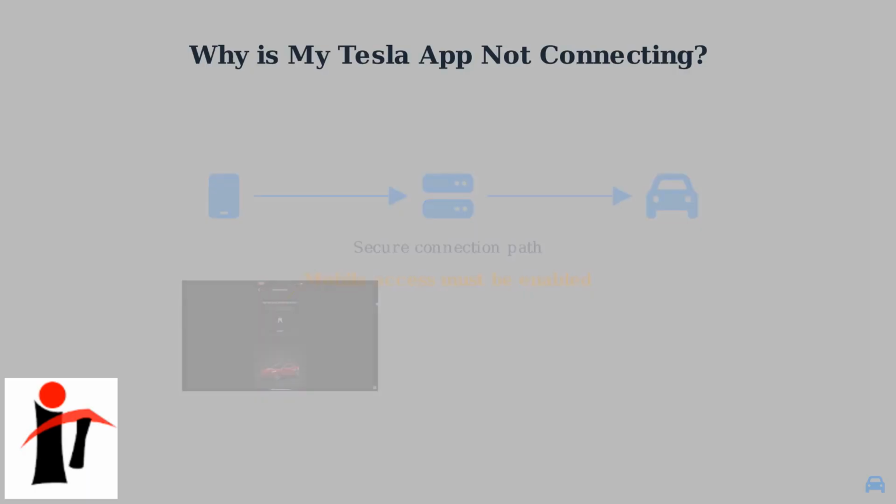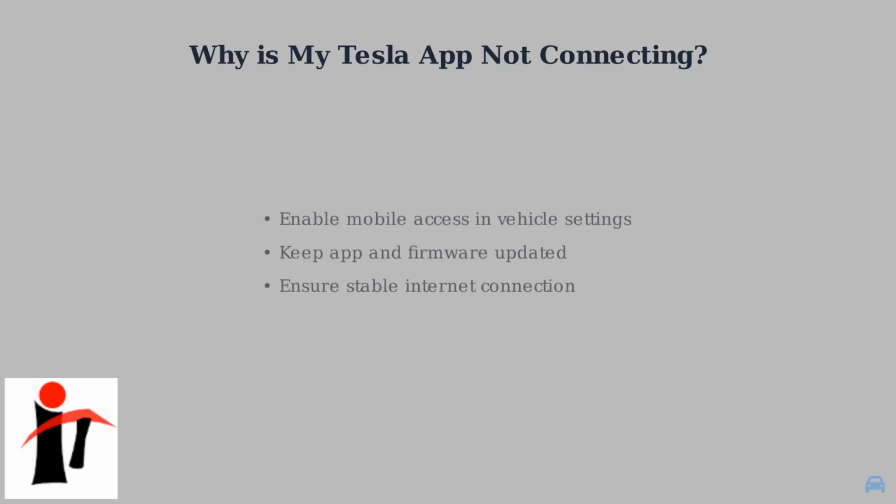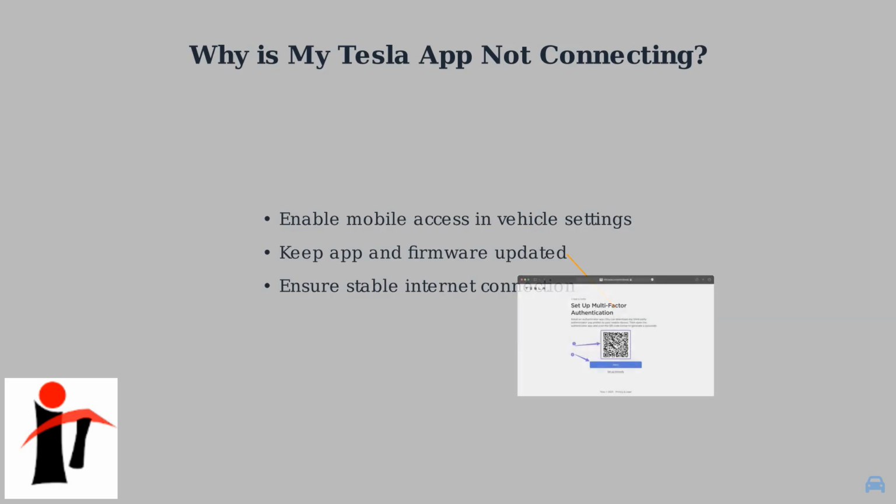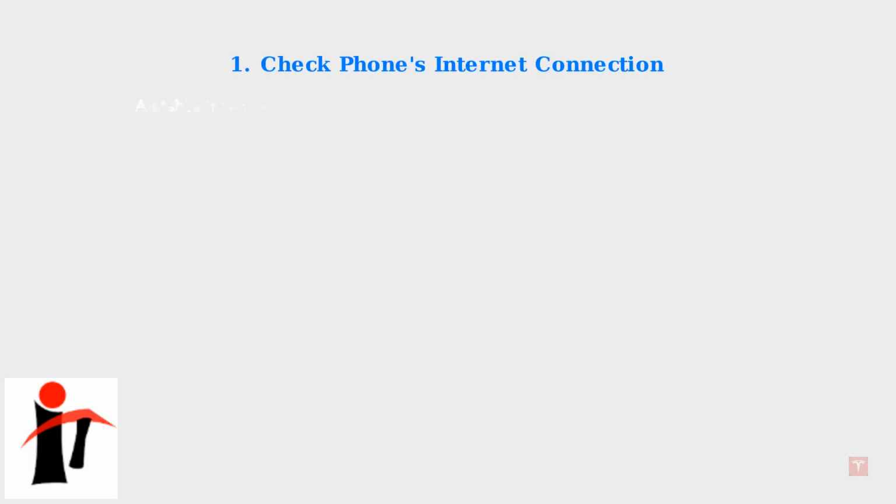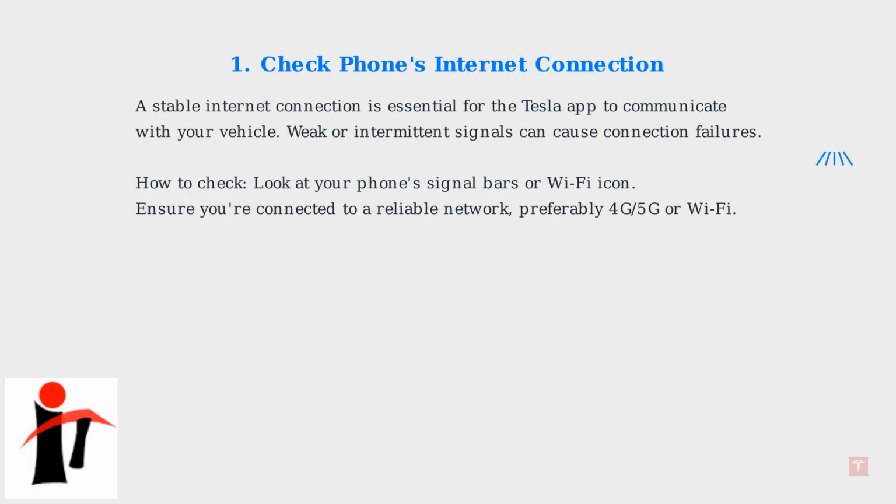Authentication and permissions issues, where mobile access isn't enabled or properly authorized, can also cause problems. Authentication involves OAuth tokens and requires the car to be awake, not in deep sleep mode. Check app permissions for location and Bluetooth access on your device. Before diving into complex fixes, start with the basics.